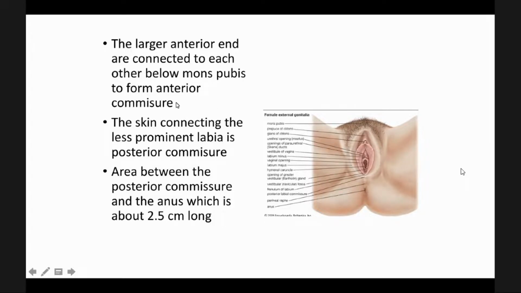The skin connecting them is less prominent in the posterior commissure. See here, the anterior joining region is the anterior commissure, whereas posteriorly it is known as the posterior commissure. The area between the posterior commissure and the anus is about 2.5 centimeter in length. This is the opening of the anal canal. This is the posterior commissure. The distance between these two is 2.5 centimeter long.